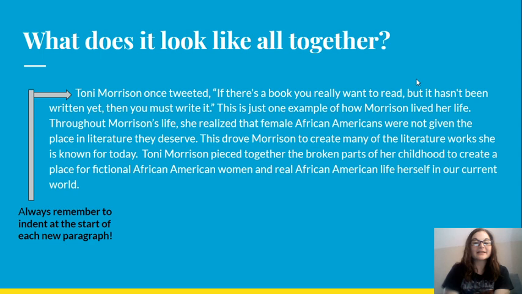So what does it look like all together? Broken down, it does not look like I have a lot there. And I really only have 5 sentences in this paragraph, but it does look like a bigger, well put together paragraph. So Toni Morrison once tweeted, if there's a book you really want to read but it hasn't been written yet, then you must write it. This is just one example of how Morrison lived her life. Throughout Morrison's life, she realized that female African Americans were not given the place in literature they deserve. This drove Morrison to create many of the literature works she is known for today. Toni Morrison pieced together the broken parts of her childhood to create a place for fictional African American women and real African American women like herself in our current world.